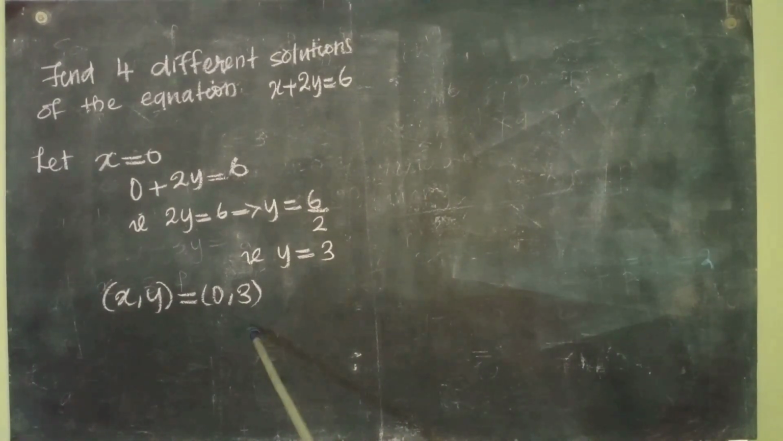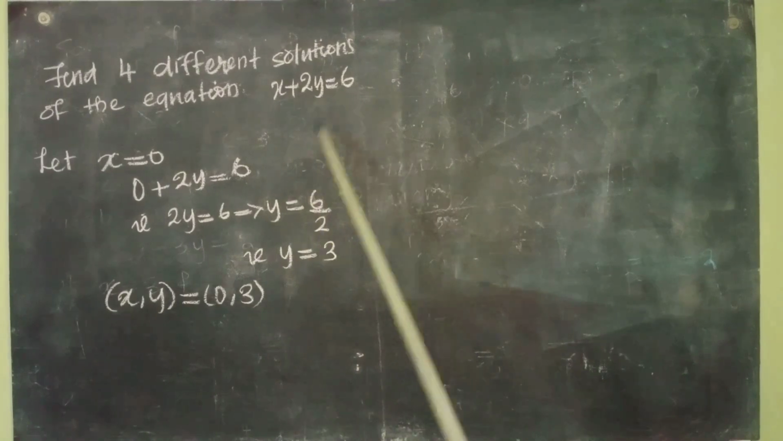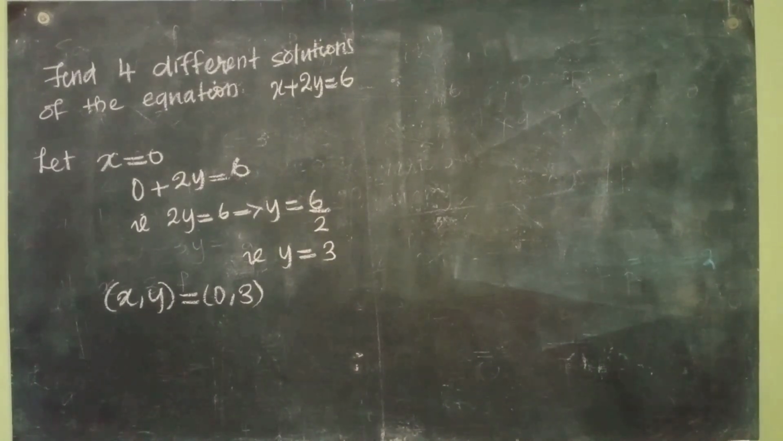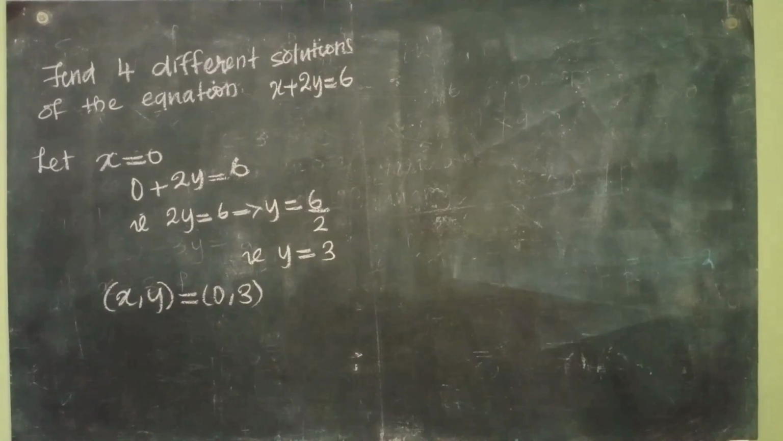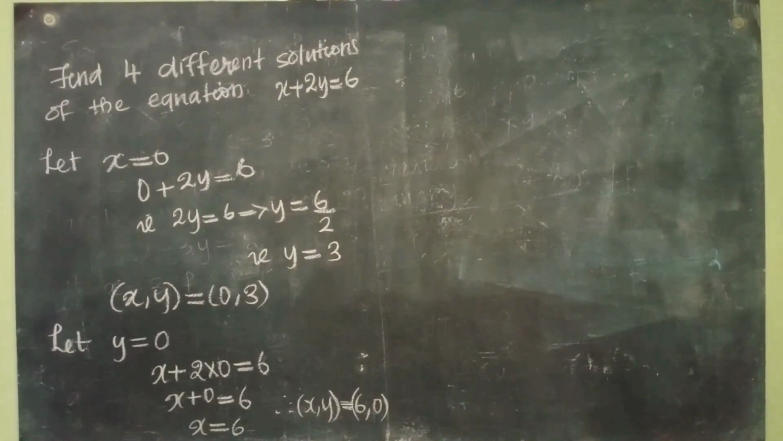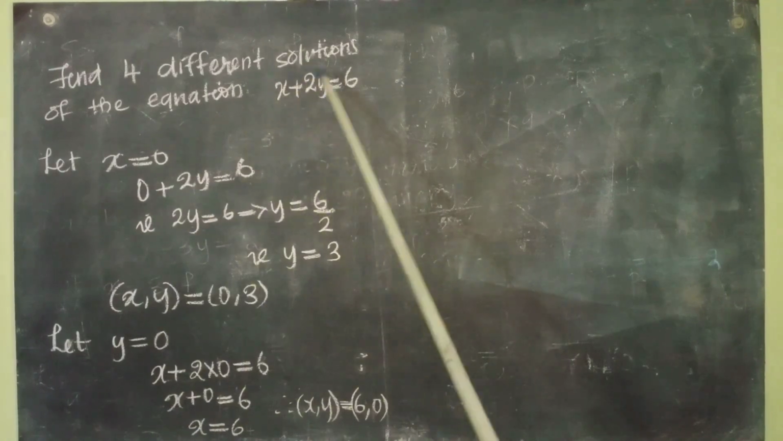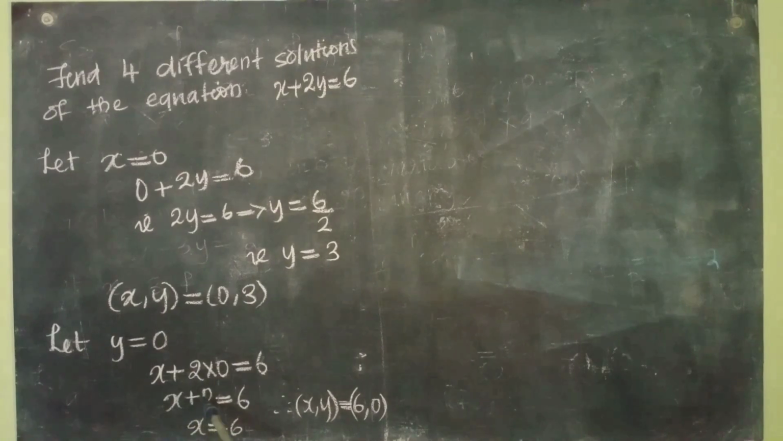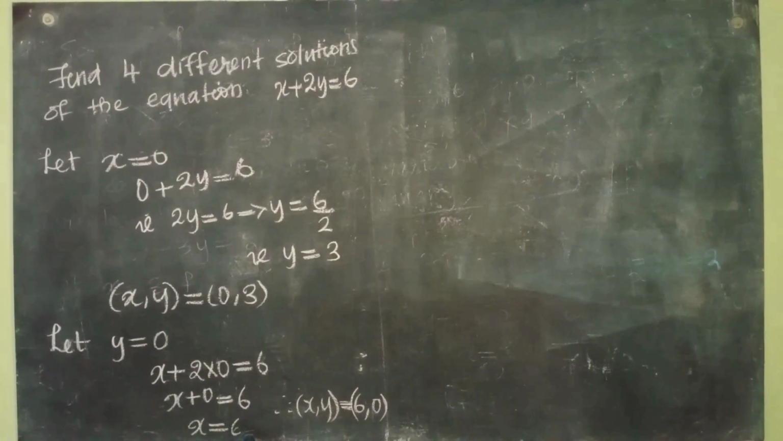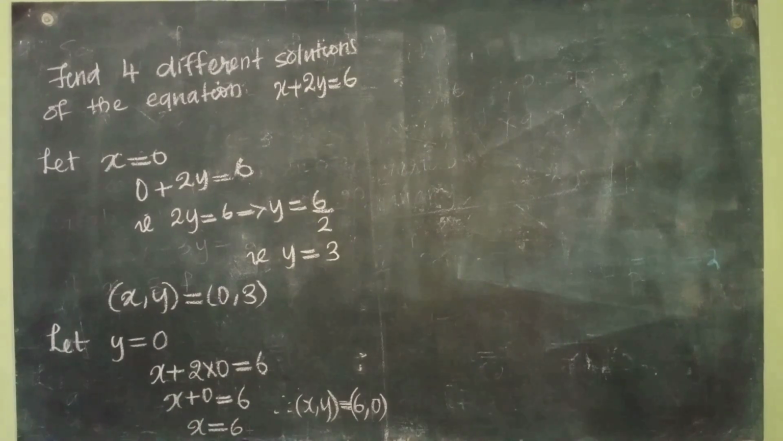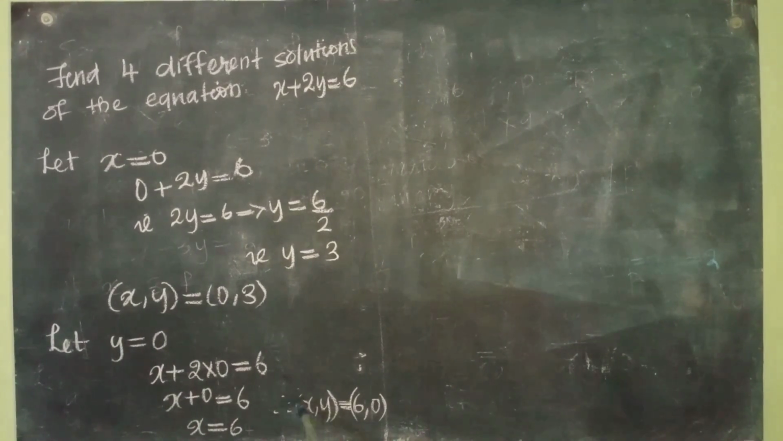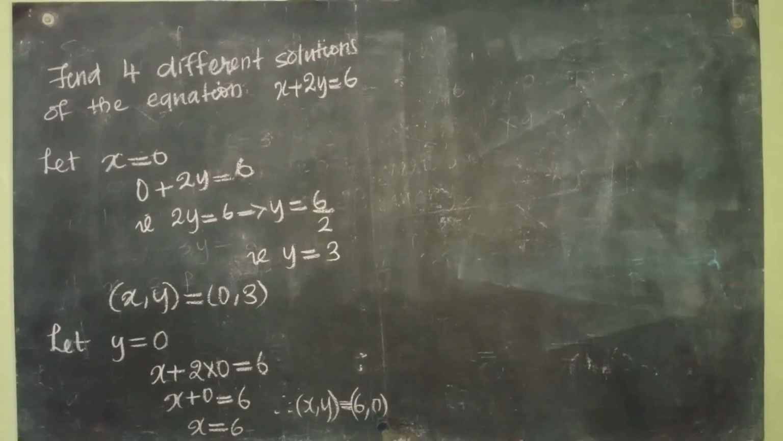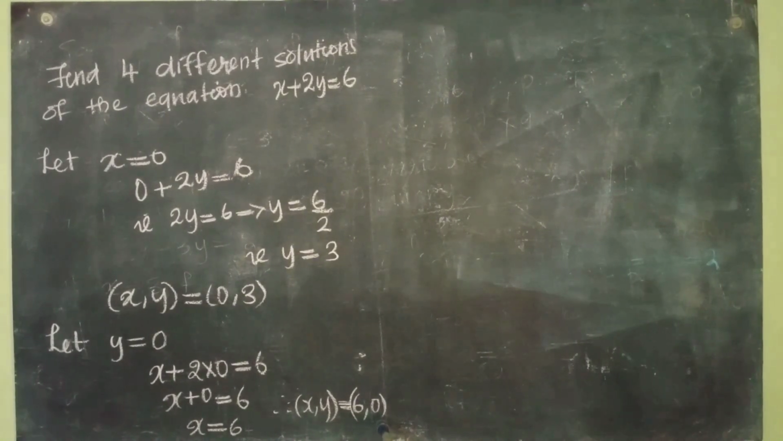Now let us give three more values for one of the variables and find out the value of the other variable. Now let us try y equal to 0. If we give y equal to 0 in this equation, we get x plus 2 into 0 equal to 6. That is x plus 0 equal to 6. We got x equal to 6. So if we give y equal to 0, we got x equal to 6. We can write it in the ordered pair like this, (x, y) equal to 6, 0. The value of x should be first, value of y is second. Now let us try another value.